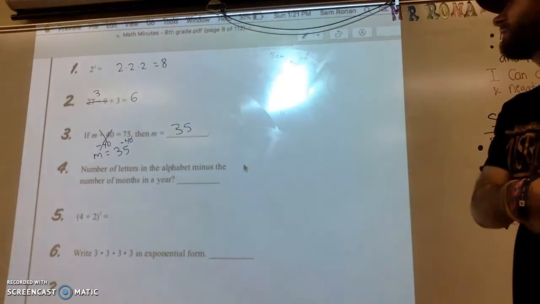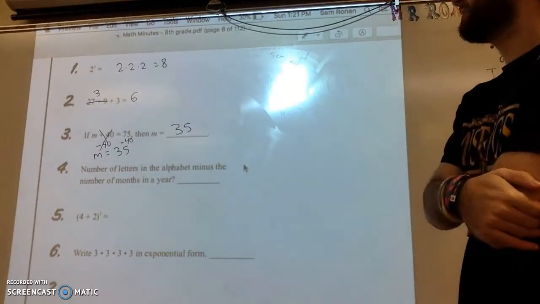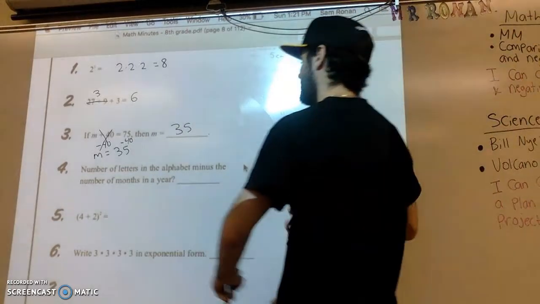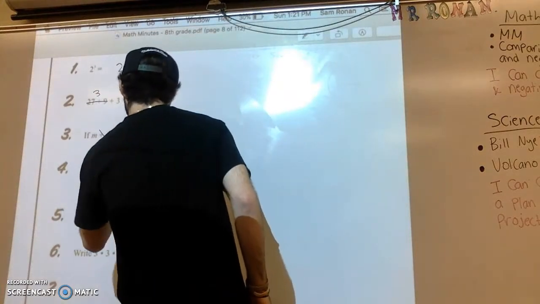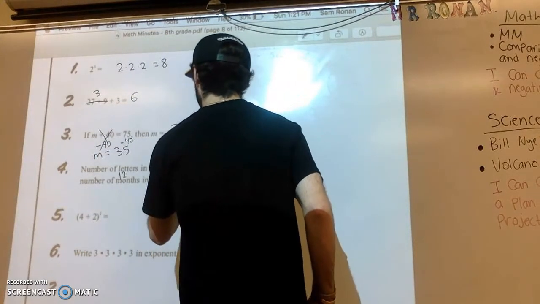All right, number 4, the number of letters in the alphabet minus the number of months in a year. So the number of letters in the alphabet is 26. Months in the year is 12. 26 minus 12 is 14.